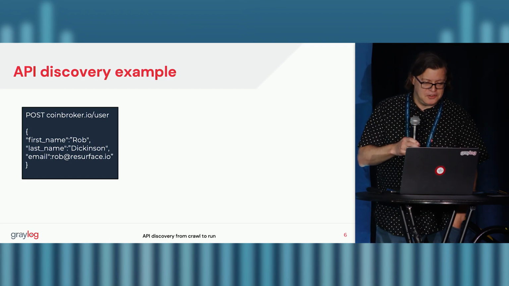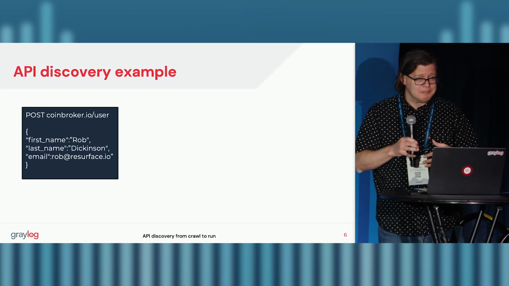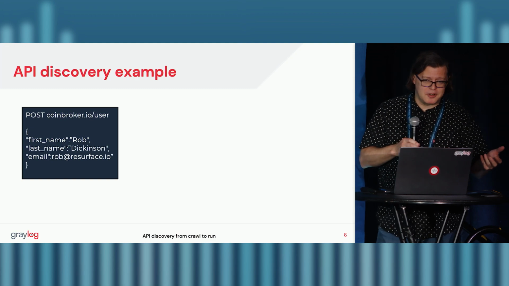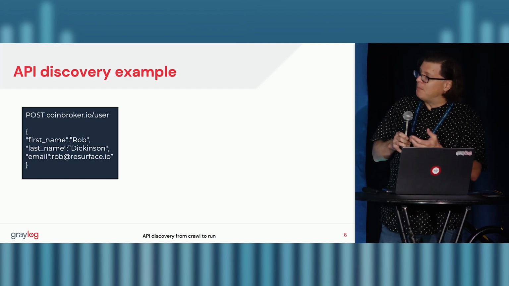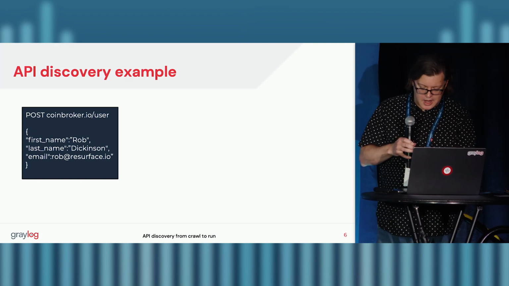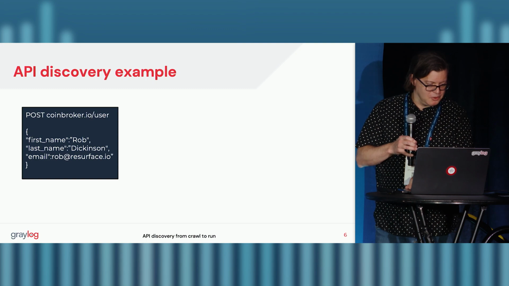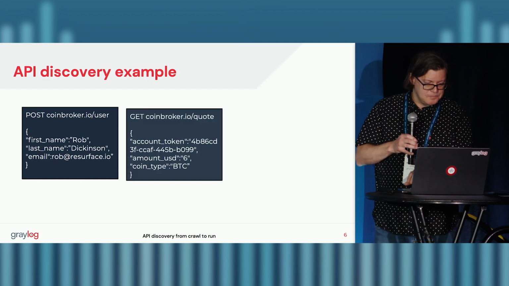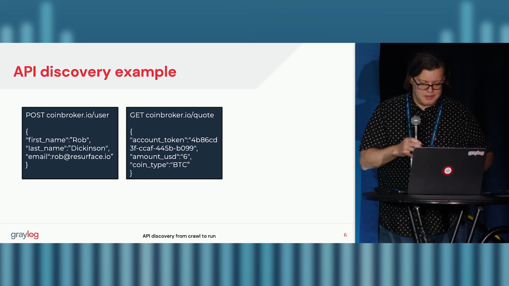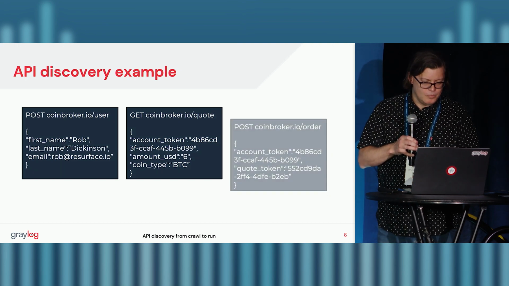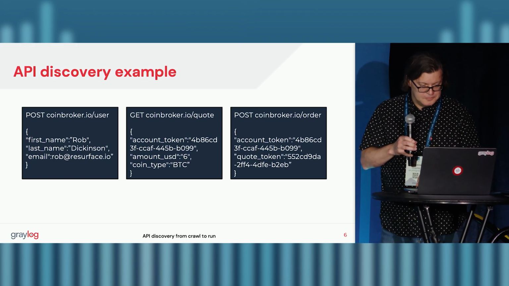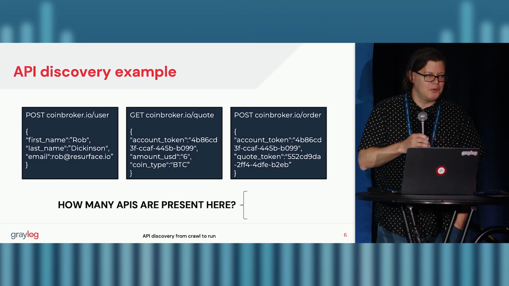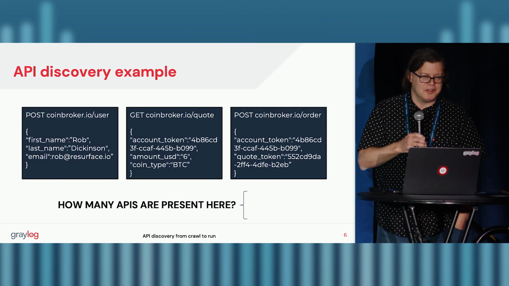And I apologize, this is a little bit of a vision test here. But let's pretend that I'm monitoring traffic on the network, and I see an API request, and it's a POST request to this coinbroker.io domain, and it looks like I'm registering a user. And then I've got a second request, and I'm getting a quote. And then I have a third request, and I'm placing an order. And then we ask the question, so how many APIs are there here?